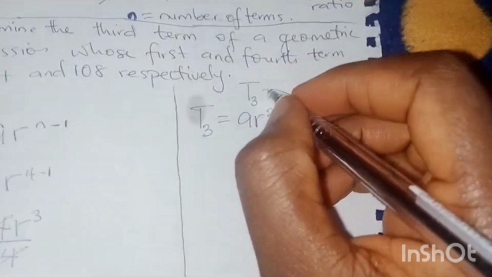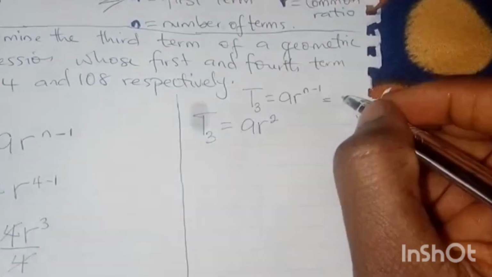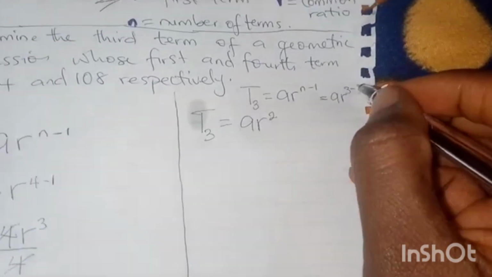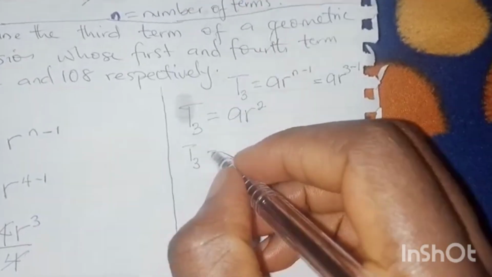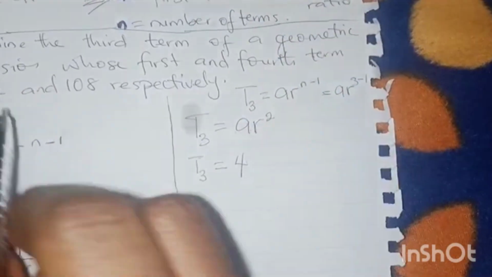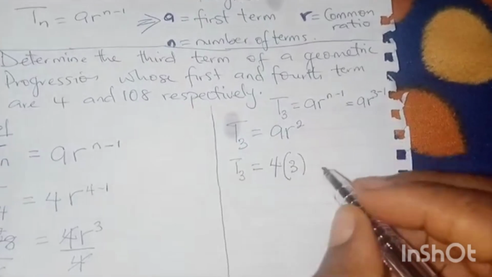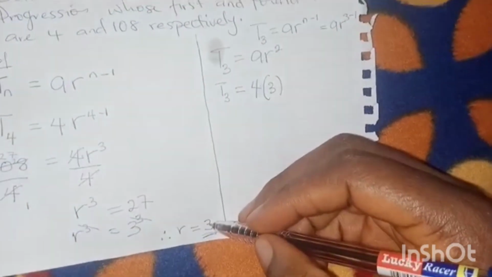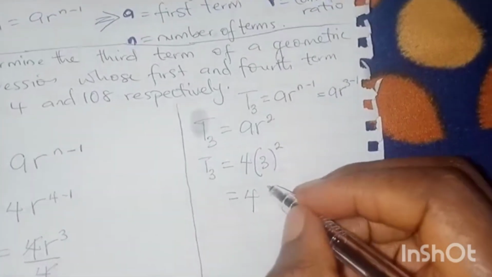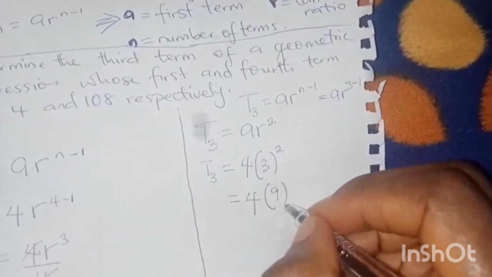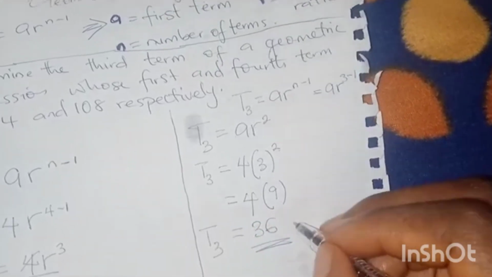So remember, our first term is 4 and we've just been able to get the common ratio. So that's what we are solving now. We're now going to substitute for the value of the third term, which we don't know. We substitute for the value of a, the first term, and also for the value of the common ratio, which we just got. Common ratio is 3, so raised to the power of 2. So we have 4 into the bracket of 9, because 3 to the power of 2 will give us 9. And when you multiply them, you have 36.